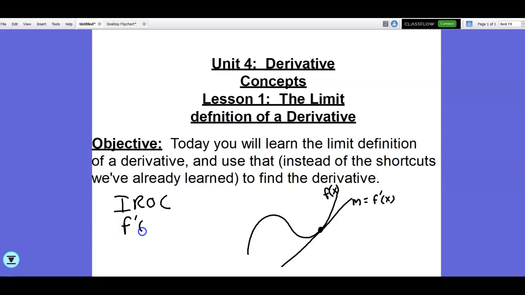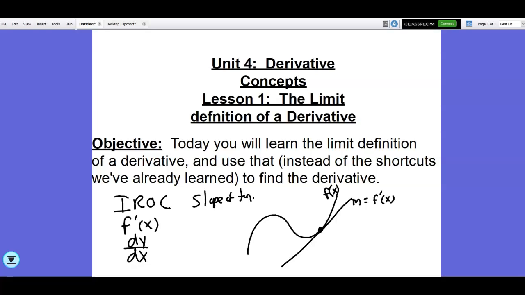It's written like this. It can also be written like this. It's the slope of your tangent line, which is a line that touches your graph at one point. Those are all things that we talked about at that time.